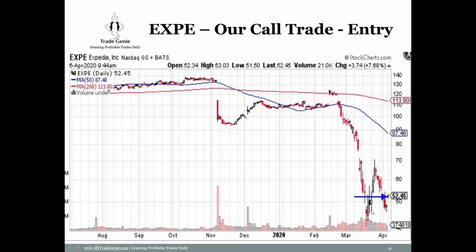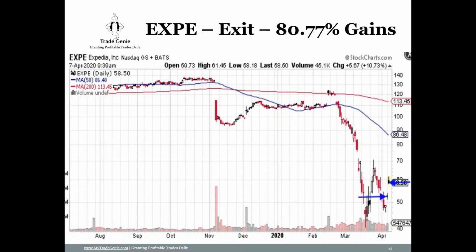Here's the support, here's the support, here's the support, and then gap up. So buy the call. Look at that one. So when a back to back gap occurs, we need to exit when the gap is back to back. So 81% gain on a back to back move. So gap, two gaps.